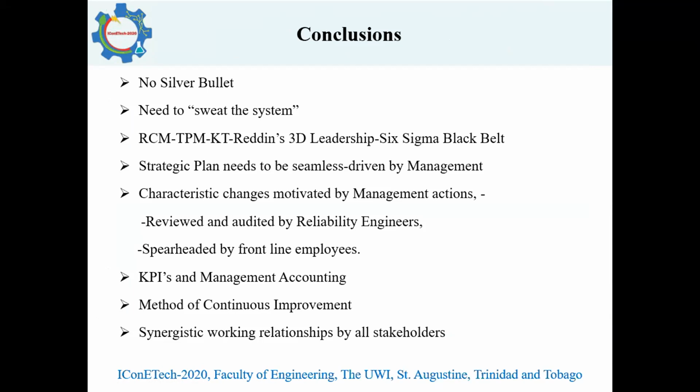Conclusion: there are no silver bullets. You must take the effort. You need to sweat the system. You need to use the RCM, TPM, Kepner-Tregoe, Reddin's 3D leadership, Six Sigma Black Belt systems. Strategic plans need to be seamless, and they have to be driven by management. Cultural changes are motivated by management, reviewed and audited by reliability engineers, spearheaded by frontline employees. KPIs and management accounting are necessary for involvement by management. A method of continuous improvement and a synergistic work relationship by all stakeholders are necessary.